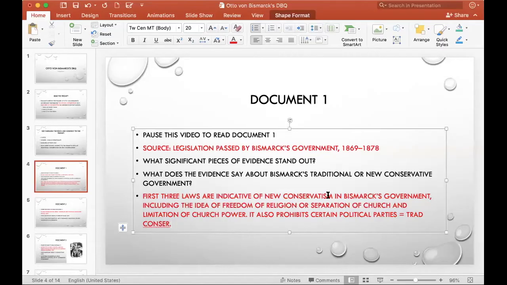So I said that the first three laws are indicative of new conservatism in Bismarck's government, including the idea of freedom of religion or separation of church and limitation of church power, but it also prohibits certain political parties, which is more of a traditional conservatism viewpoint. So according to document 1, so far, all I have is that Bismarck's laws show elements of a traditional kind of conservatism where we're limiting political party power, and also a new conservatism with the separation of church and state, limiting the church's power, and freedom of religion among the people. So document 1 has two different things going on with respect to the prompt. And you need to make note of that in your essay.